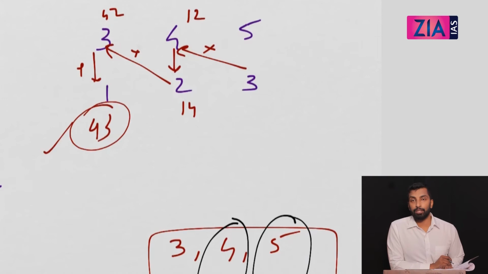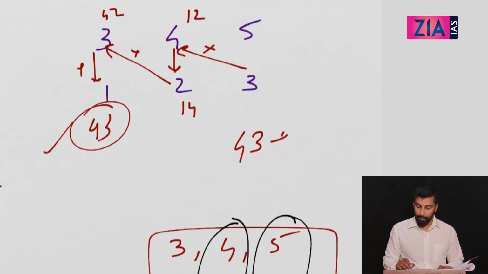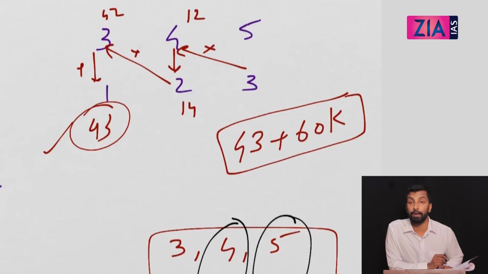What is the next question they can ask you? What is the second number? Second number is nothing but 43 plus LCM, that is 60. What is the third number? Again LCM. So you understood that this is going to make an AP with a common difference 60. Now any question which can be asked in an AP can be asked here also.